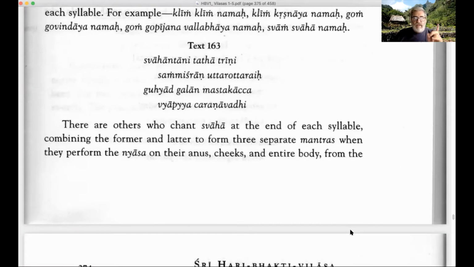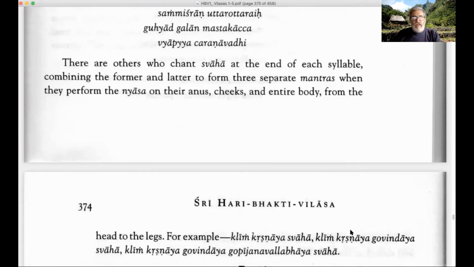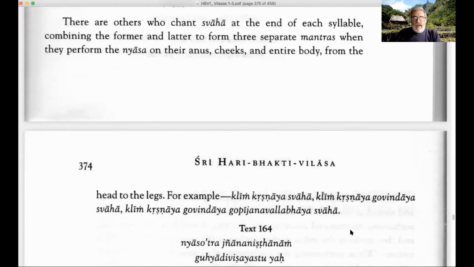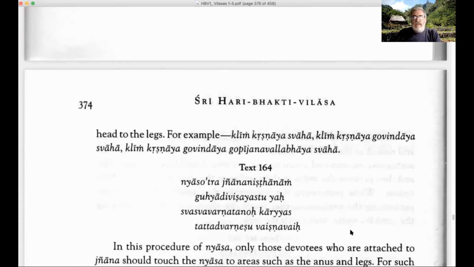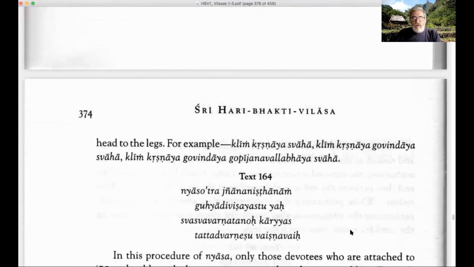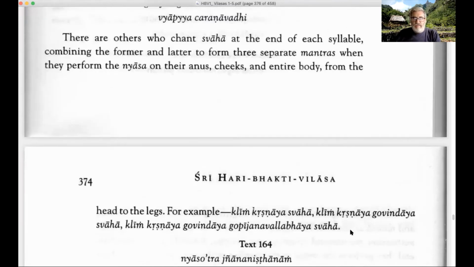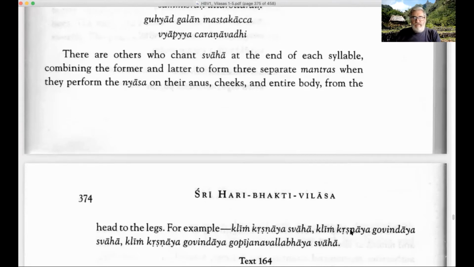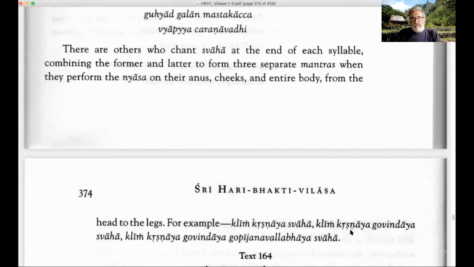Text 163. There are others who chant swaha at the end of each syllable, combining the former and the latter to form 3 separate mantras when they perform the nyasa on their anus, cheeks, and entire body, from the head to the legs, right? And the example given here is Klim Krishnaya Swaha, Klim Krishnaya Govindaya Swaha, Klim Krishnaya Govindaya Gopijana Vallabhaya Swaha, right? So combining the former and the latter to make 3 separate mantras.